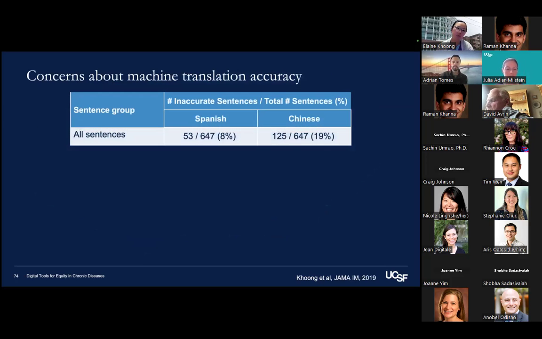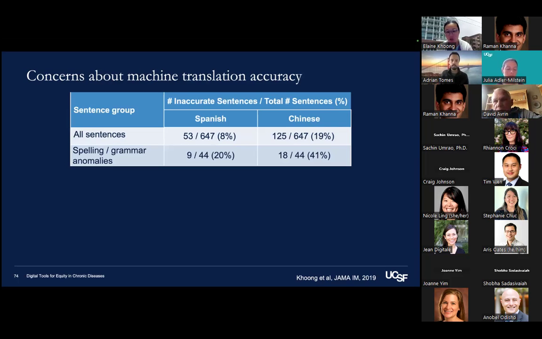The first is that what we looked at 100 discharge instructions from UCSF and San Francisco General, and we just ran them through Google Translate in Spanish and Chinese. And you can see in terms of accuracy, it's better in Spanish than in Chinese. And sort of one of the key predictors of inaccuracy was spelling and grammar errors.